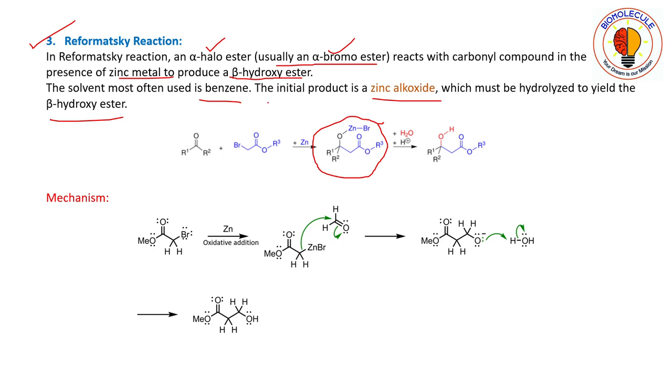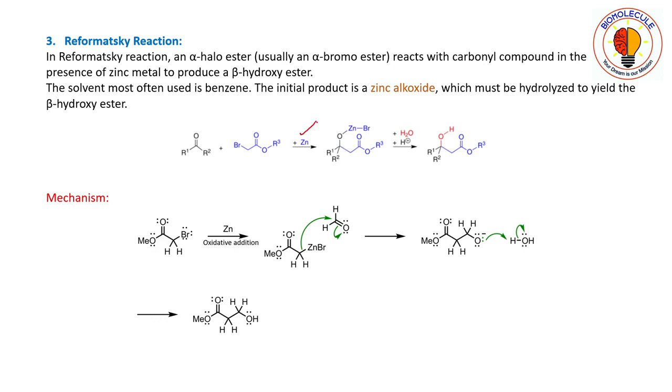So what is alpha halo ester? This compound is known as alpha halo ester. See, this one is the ester group. Now this alpha carbon will bear one halogen atom. Here it is bromine. So in the alpha position one bromine atom is present, so alpha bromo, and this one is the ester group, that is the ester compound, so alpha bromo ester. This alpha bromo ester undergoes reaction with a carbonyl compound in the presence of zinc metal.